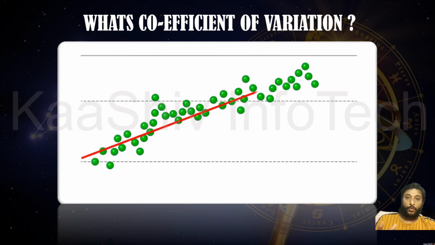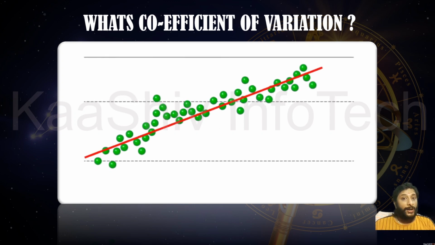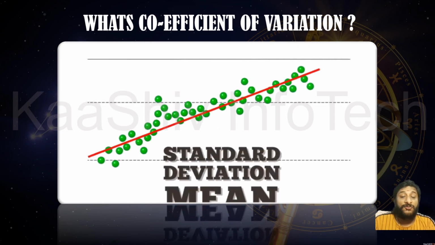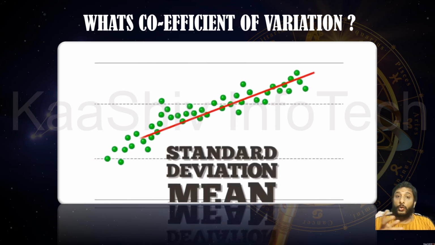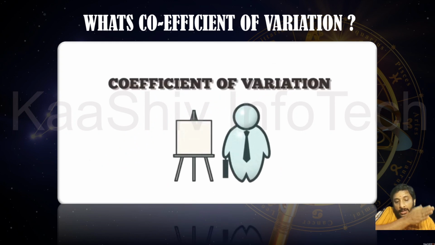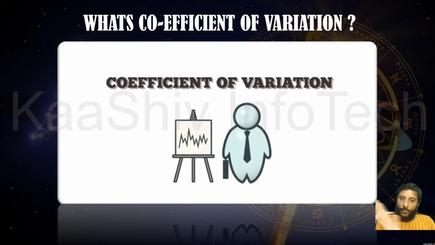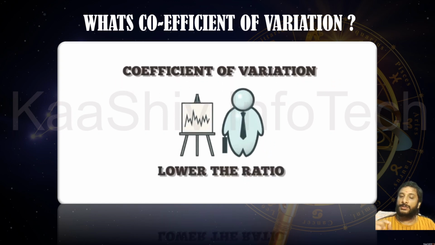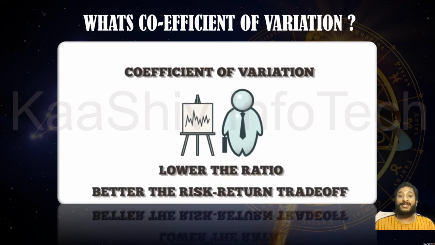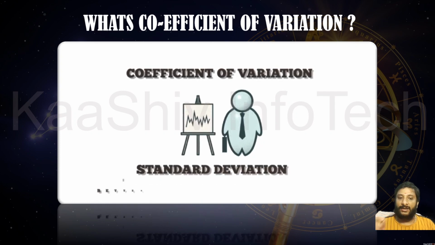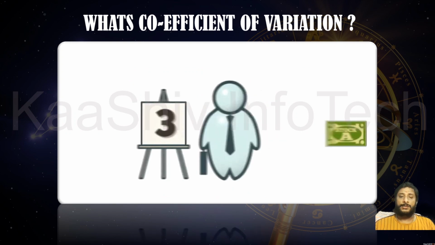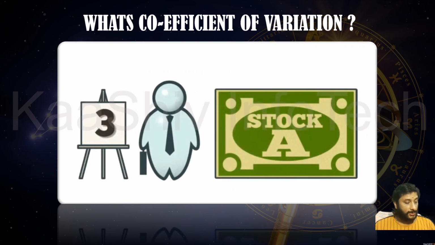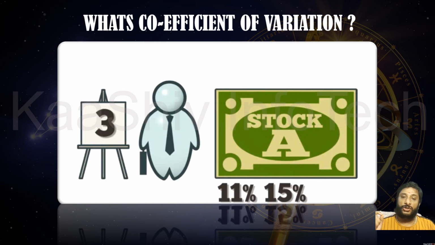This coefficient of variation is used in the real-time world to identify which is the safest one, so that the share price won't go down. If the coefficient of variation is much lower, you get a better risk-return trade-off. The lower the ratio, the better the standard deviation relative to the expected return. Once again, these are the three stocks available, and the third number is the coefficient of variation.